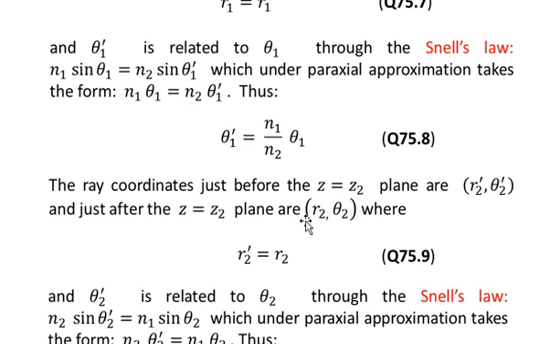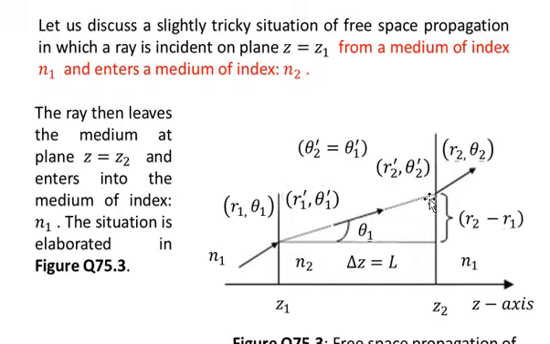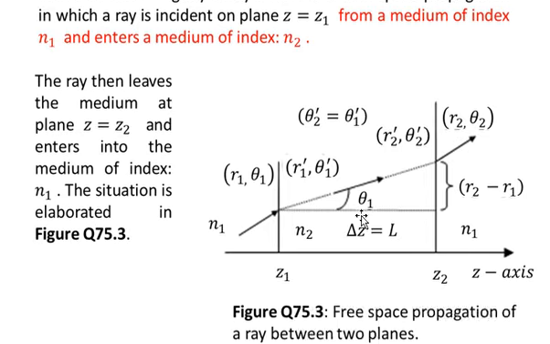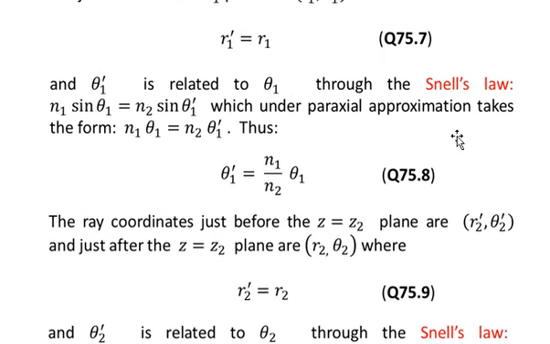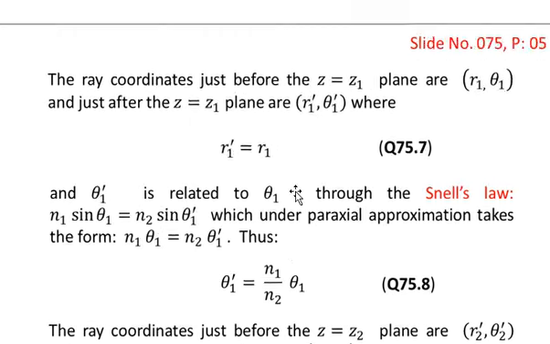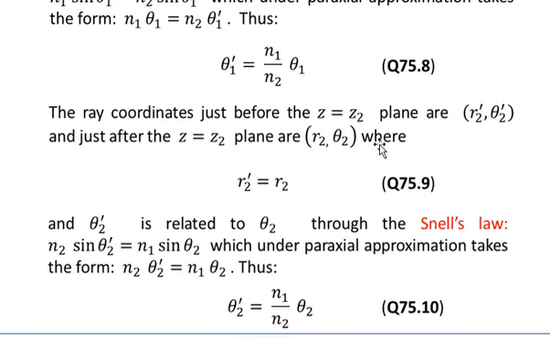So you see that at the z equal to z2 plane, r2 prime will be the same as r2. So r2 prime is equal to r2, because the height at the point of intersection of the z2 plane is the same. So this is what we have written.